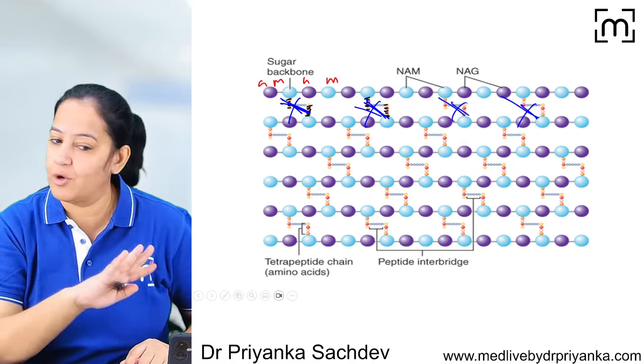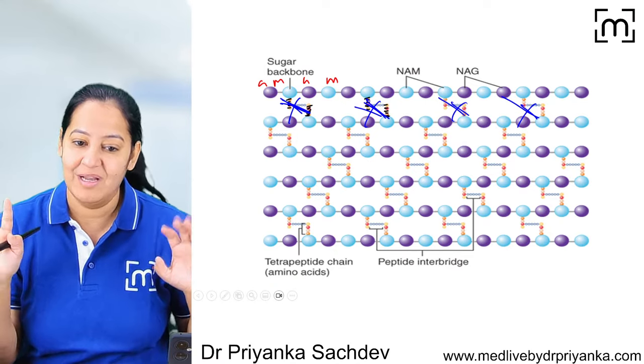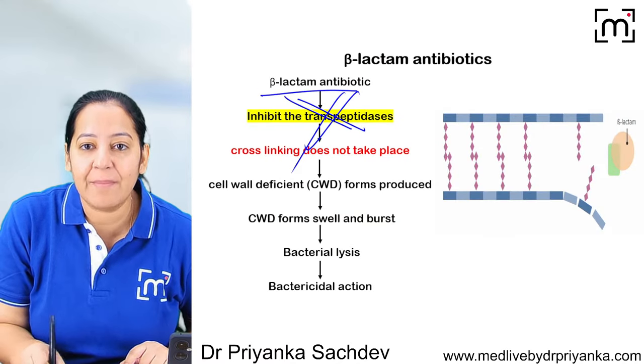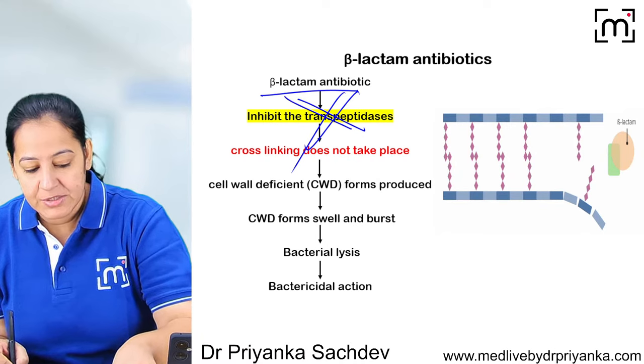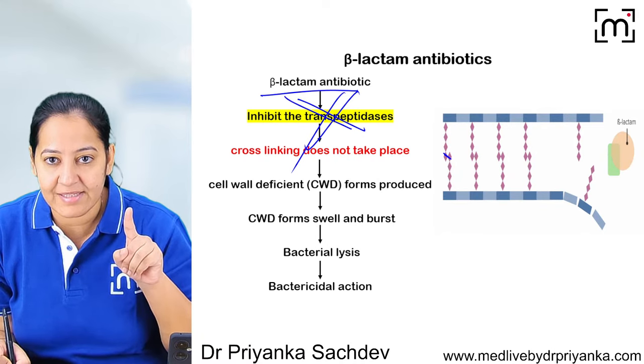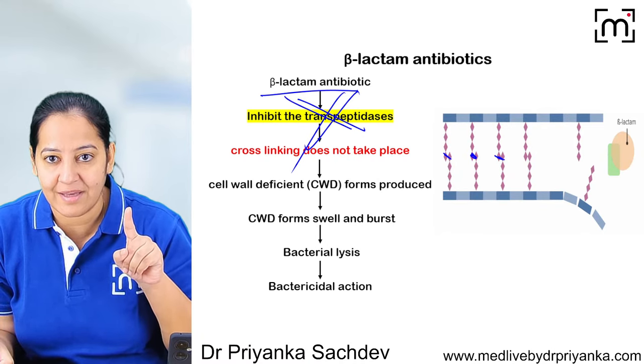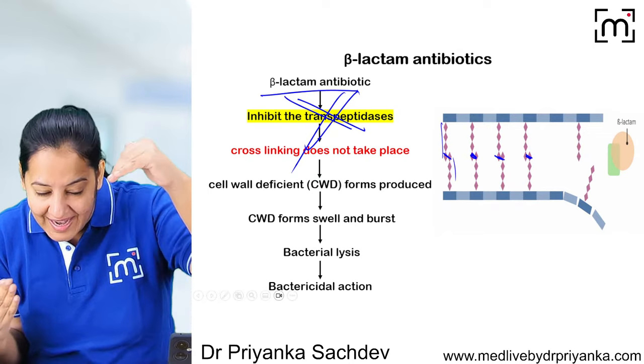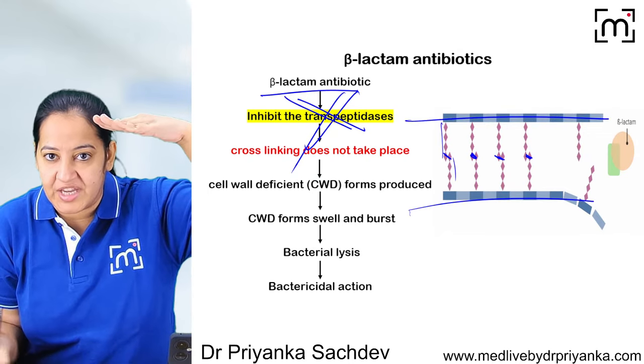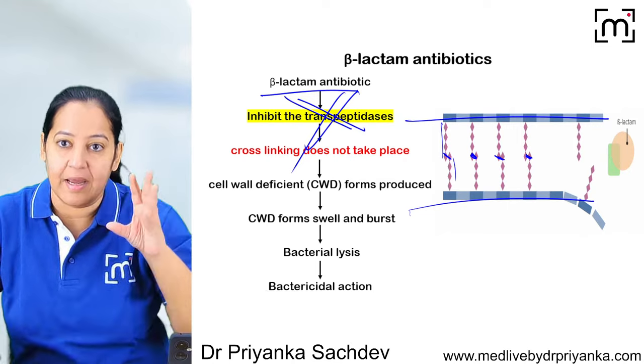If they are not connected, no cross-linking, the cell wall will disrupt. So simply, beta-lactam antibiotics, you can see here cross-linking is there. Here cross-linking is there. You can see the pentamer chains are connected. This is one chain, this is one chain, and they are connected by cross-linking.